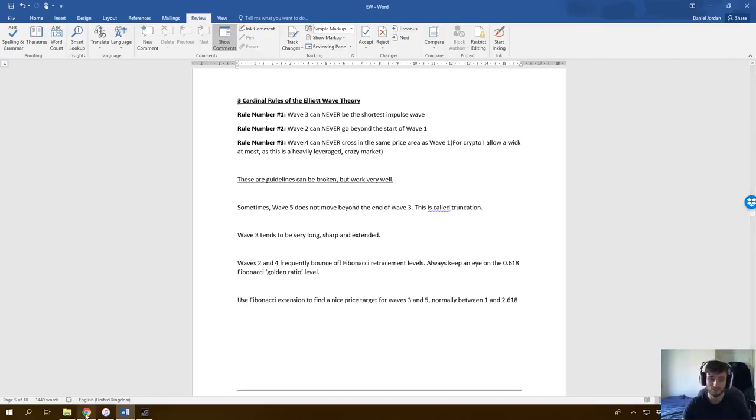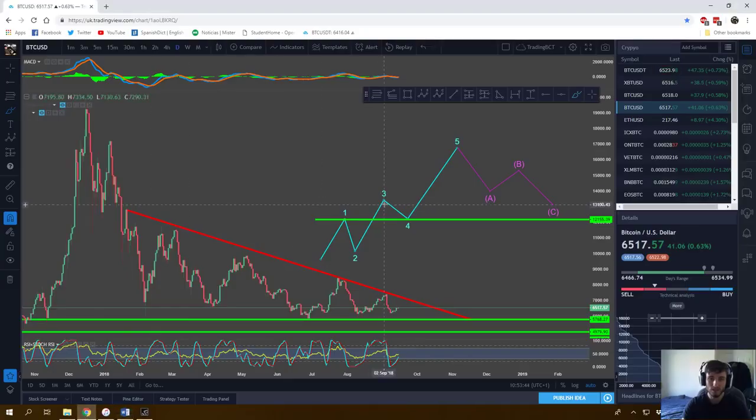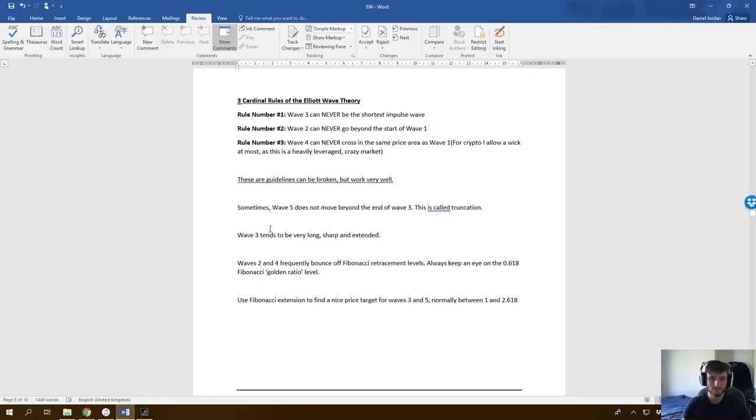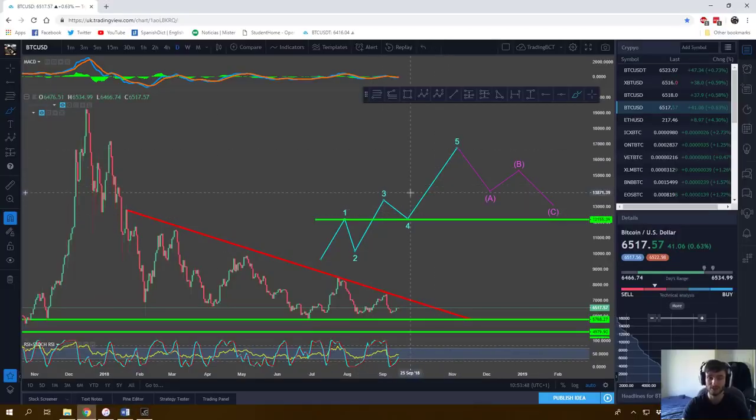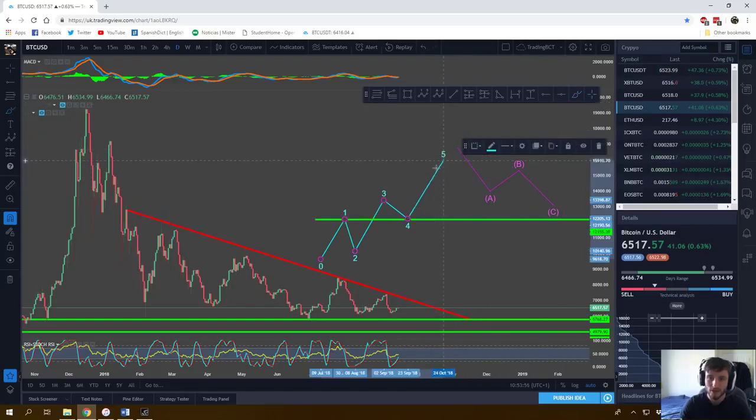Okay, so sometimes wave 5 does not move beyond the end of the wave 3, and this is called a truncation. Okay, so this is where we are seeing wave truncation. So wave 3, wave 5 here. Oh, may need to move to the right tool. Yep, so wave 5 can sometimes go like this, okay? Where wave 5 does not move beyond the end of wave 3, and this is called a truncation. So it's normal to see a 5 waves like this. So you get 1, 2, 3, 4, and the 5 ending on par with wave 3.